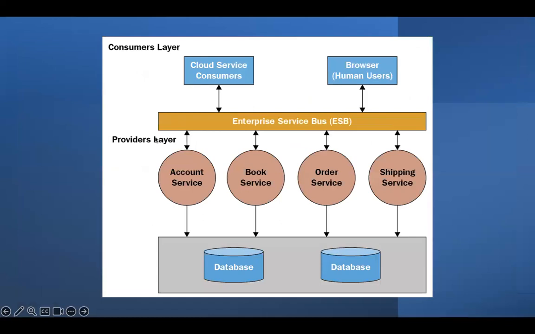Also, in this other example, we have four different services. We have account, book, order, and shipping. And as we can see as well, the Enterprise Service Bus is being used to communicate between the services.